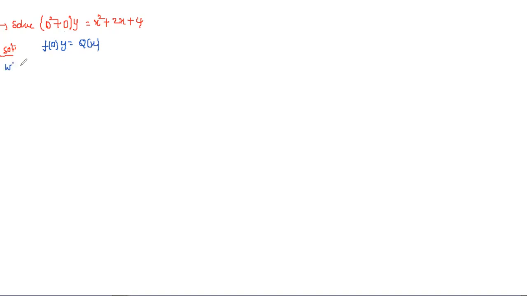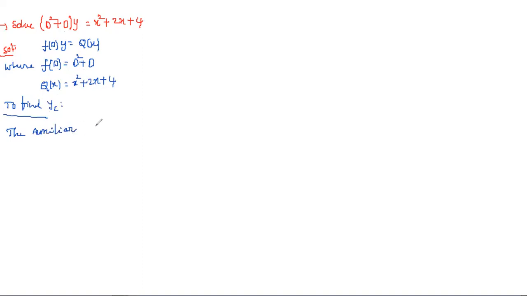Okay. Here the important thing is for knowing particular integral. That's why I'm writing this first. F of d is nothing but what they mentioned, d square plus d, and q of x is nothing but x square plus 2x plus 4. And now we need to find complementary function. So to find complementary function, first you need to take the auxiliary equation. So the auxiliary equation is f of m is equal to 0.